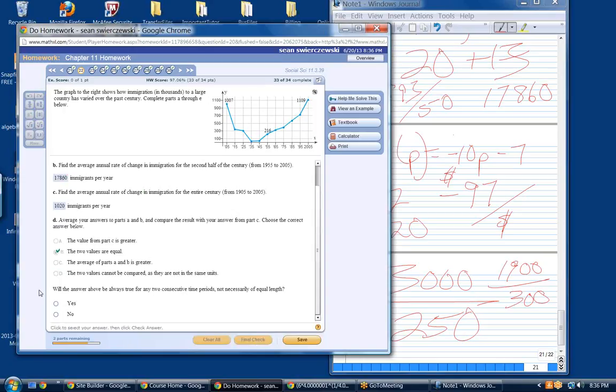Continue. Will the answer above be always true for any 2 consecutive time periods, not necessarily of equal length? I'd say no. This stuff could happen, right? If one of these periods was 30 years and the other was 60 years, you're right. We cannot just average them if there's different lengths.